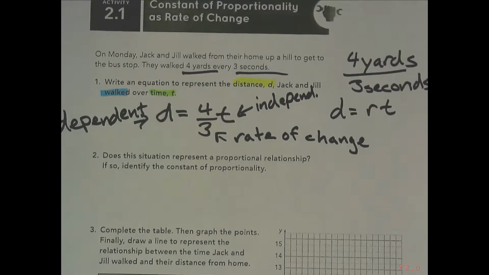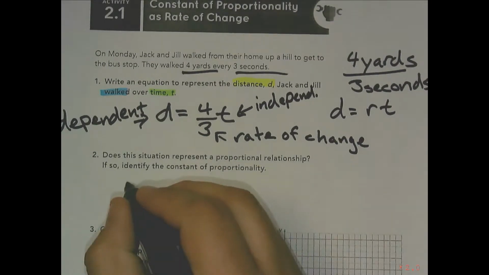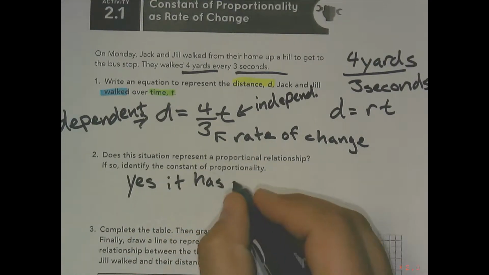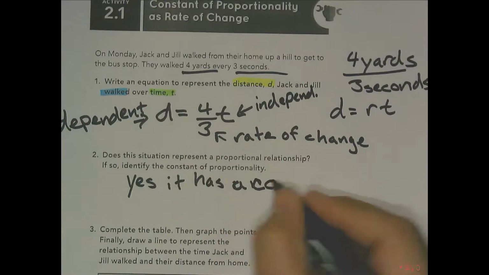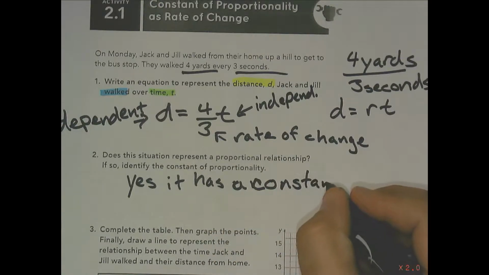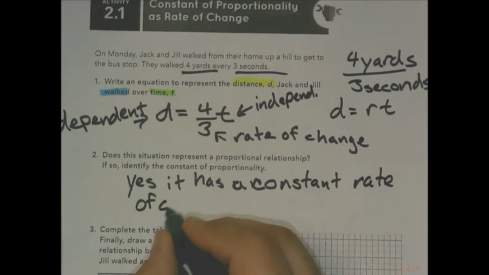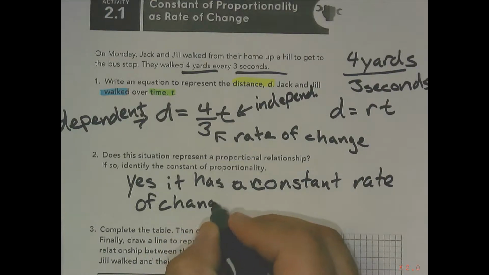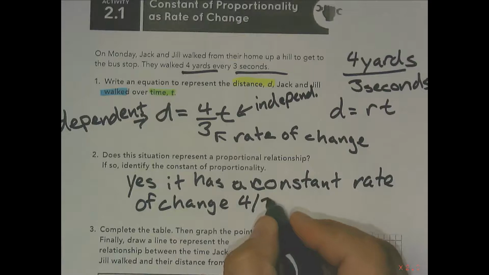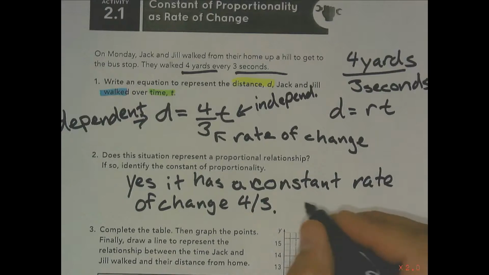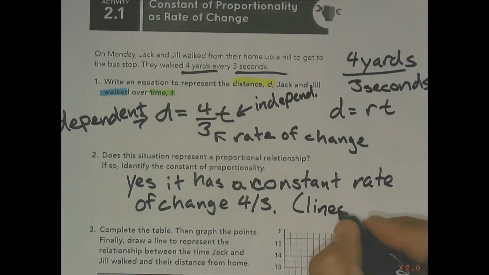So question 2 says, does this situation represent a proportional relationship? And if you remember, yes it does. Yes. It has a constant rate of change. In other words, it'll always be 4 yards to 3 seconds. And remember, that is a linear relationship, so it's linear.